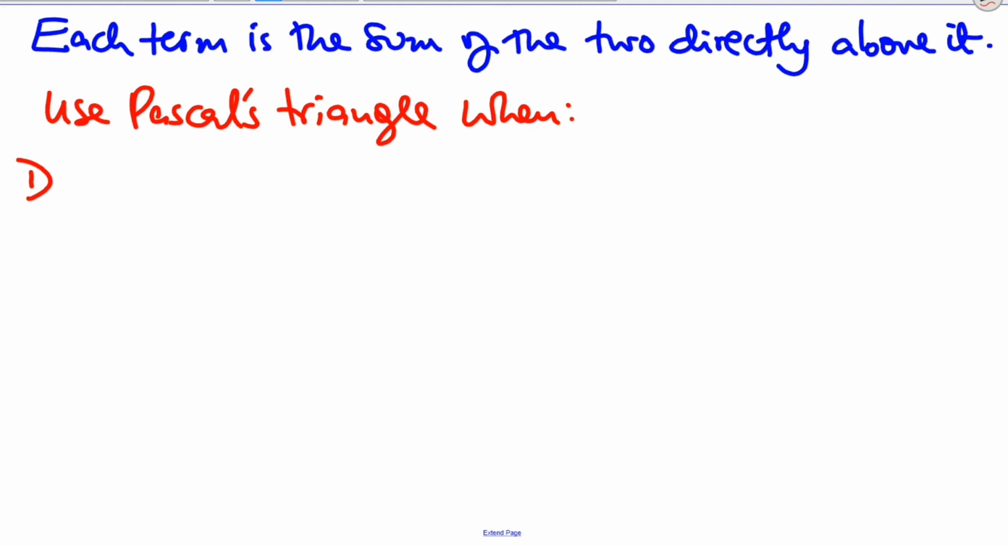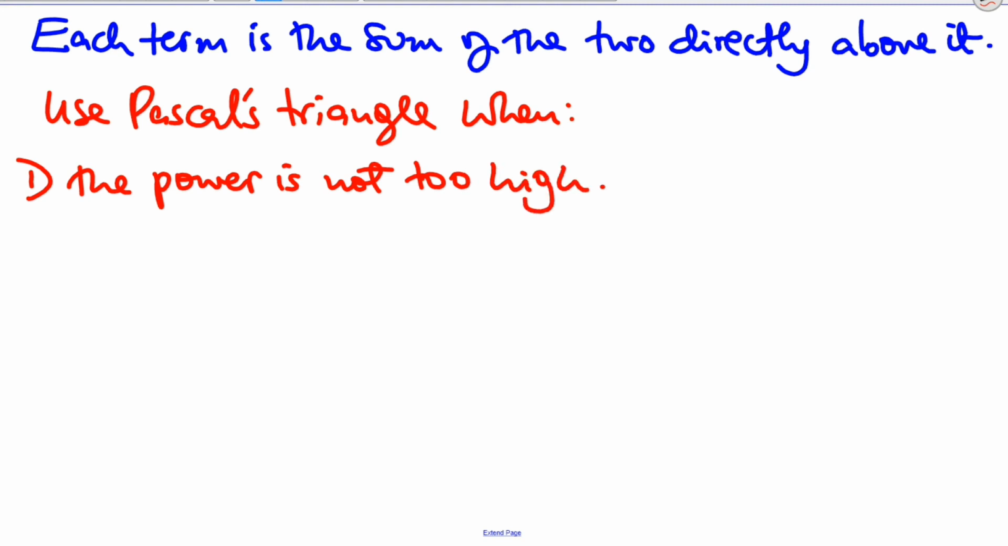And usually these are the kind of questions that will be given in the non-calculator section of your exams anyway, when the power is not too high. That way you can use Pascal's triangle, because you have to write it out manually. Two, if you have to find all the terms in a binomial expansion, remember, if you have to find all the terms, then the power cannot be high. So when you have to find all the terms in a binomial expansion, you can also use Pascal's triangle.